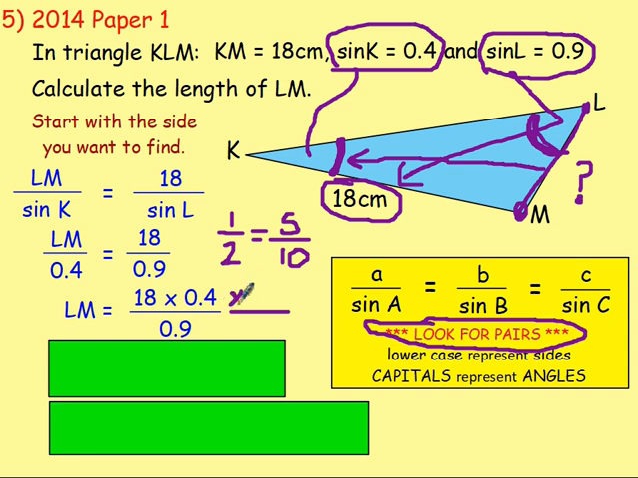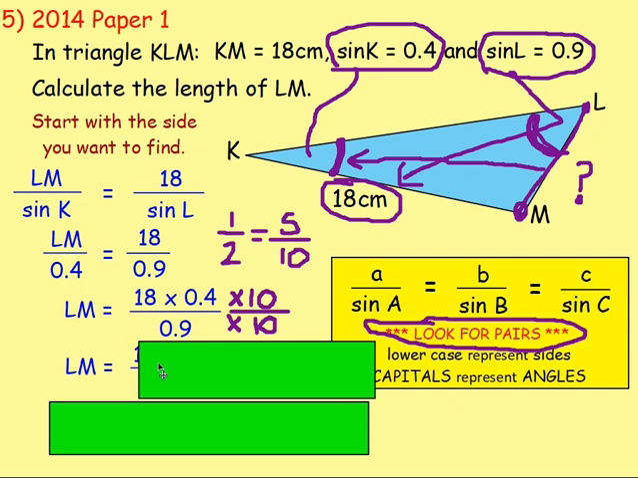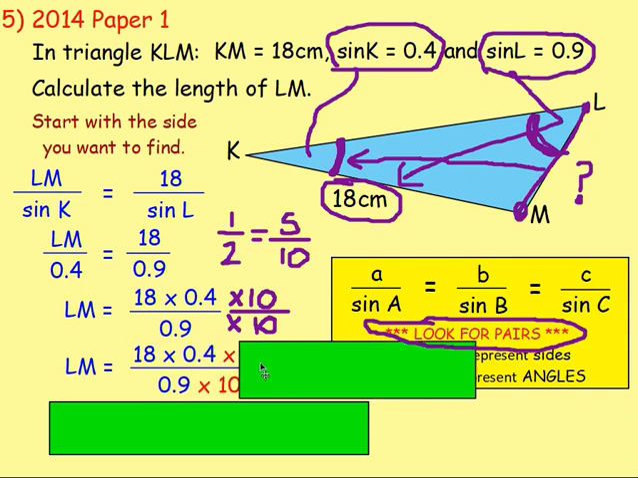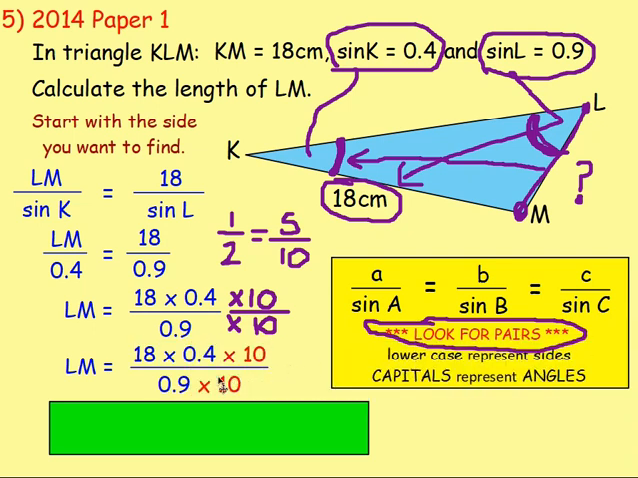So to get rid of the decimal, to go from 0.4 to a whole number, one way to do it is to multiply that by 10. But if you multiply the top by 10, you'd also have to times the bottom by 10 as well. So I'm going to do that. So it's 18 times 0.4 times 10, and then times by 10 on the bottom. And the reason I'm choosing times by 10 is if you do 0.4 times 10, you end up with a whole number. And whole numbers are dead easy to work with. Same at the bottom, if you do 0.9 times 10, you get a whole number.